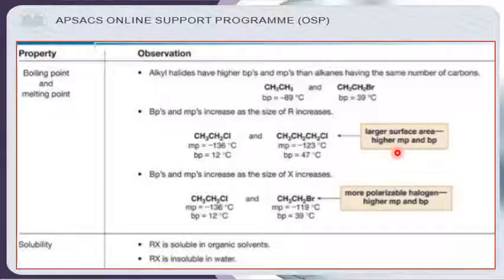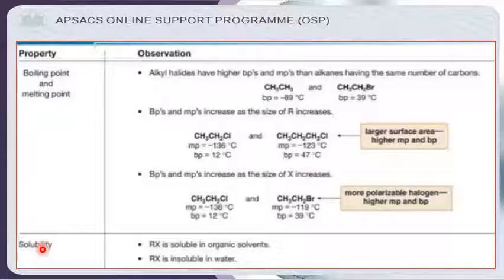The boiling point and melting point increase as the alkyl group increases. So this is ethyl chloride. The melting point is minus 136 degrees centigrade and the boiling point is 12 degrees centigrade. When the alkyl group is increased, the melting point becomes minus 123 degrees centigrade and the boiling point becomes 47 degrees centigrade. So a larger surface area gives a higher melting and boiling point.